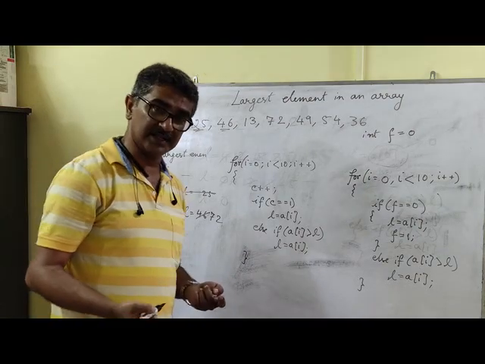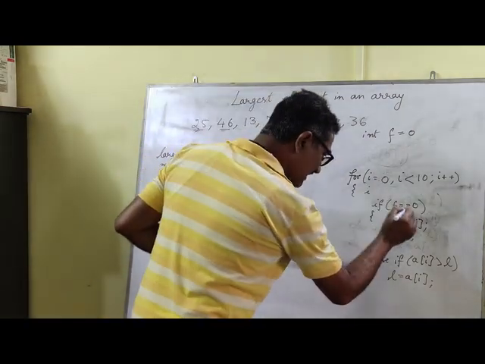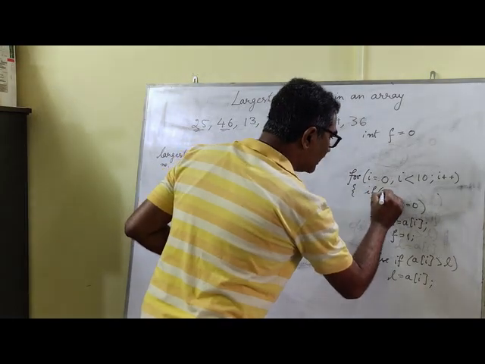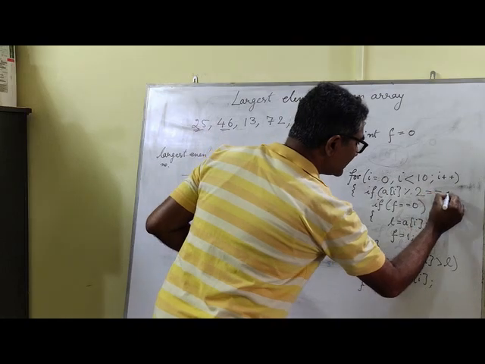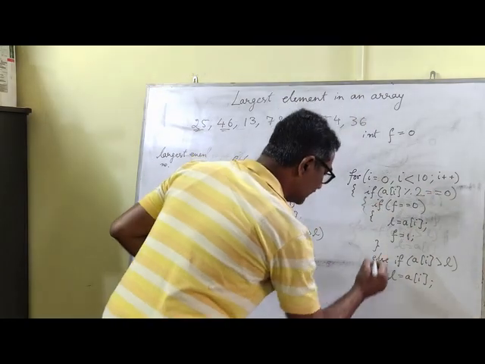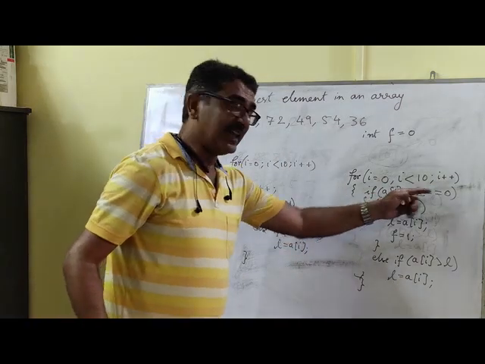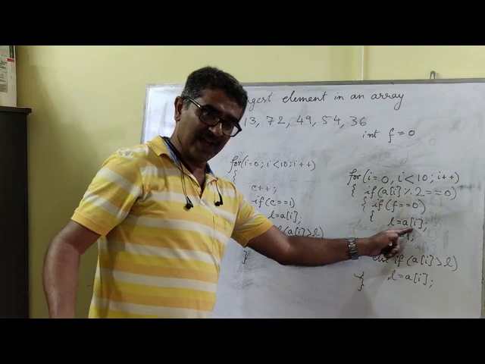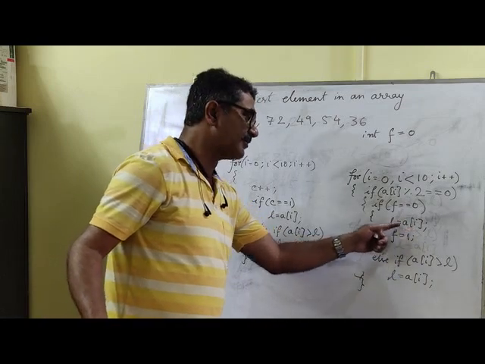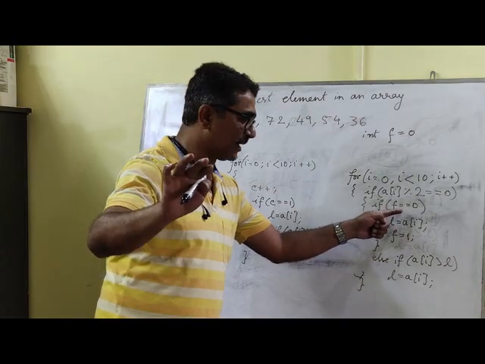So how do we do this? Very simple. What I'm going to do is, this entire thing I'm going to do when the value of A of I is even, isn't it? This is the simplest thing we can do over here. So what did I do? Only when A of I is even, whatever is the value of A of I, that is an even number, I am storing it in L. And when F is 0, that means we got the first even number.